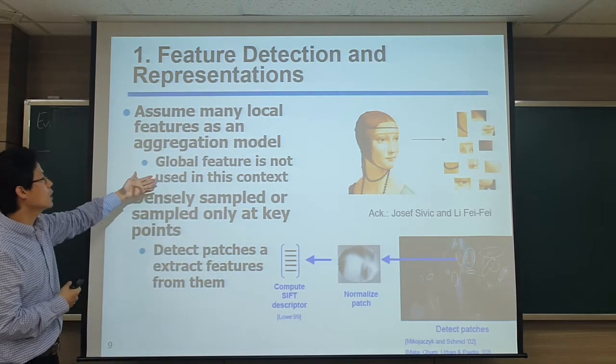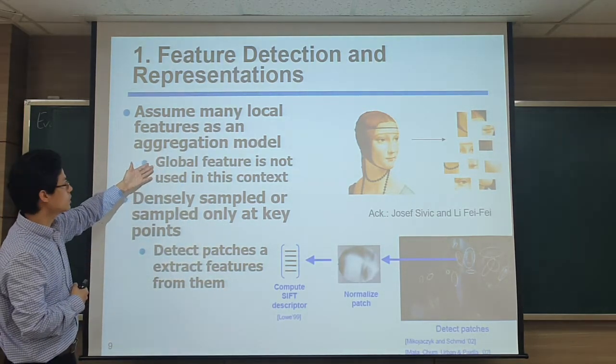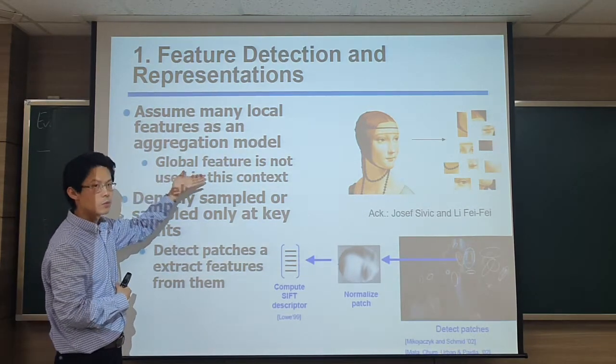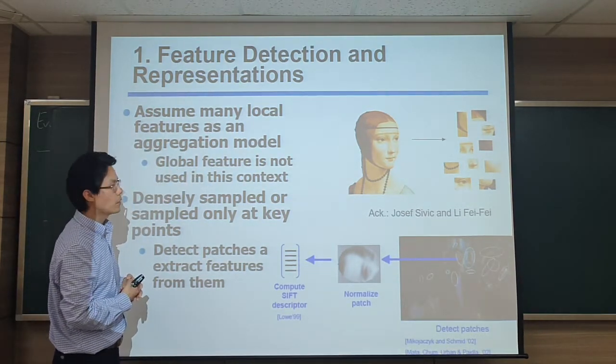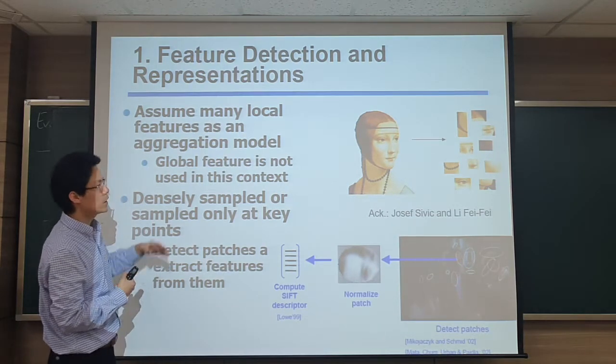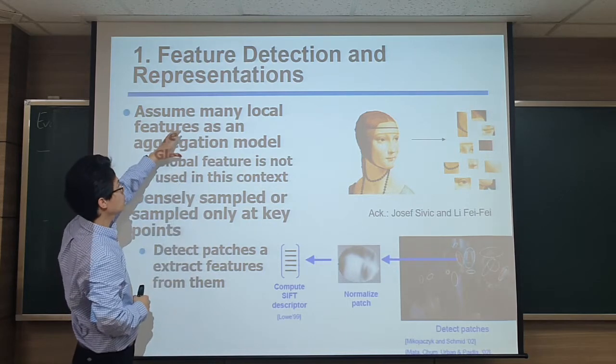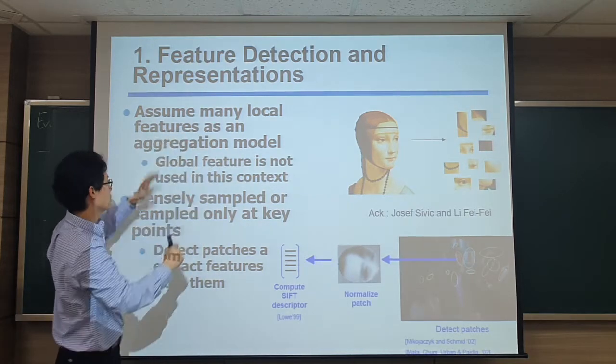And then here, in this context, we do not assume a global feature. Obviously, if you are just using one global feature, we don't need the bag of visual words, right? But in most cases, we combine the global feature with the local features. And then for local features, we can use this bag of visual words model.